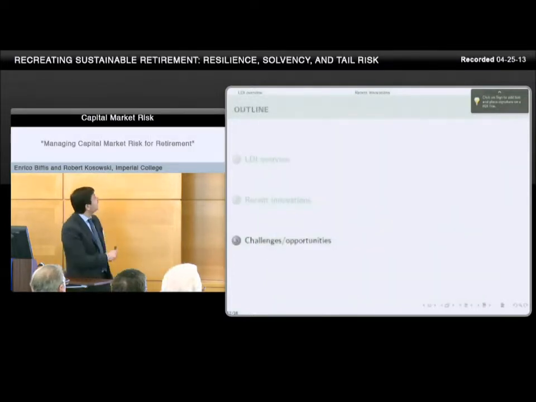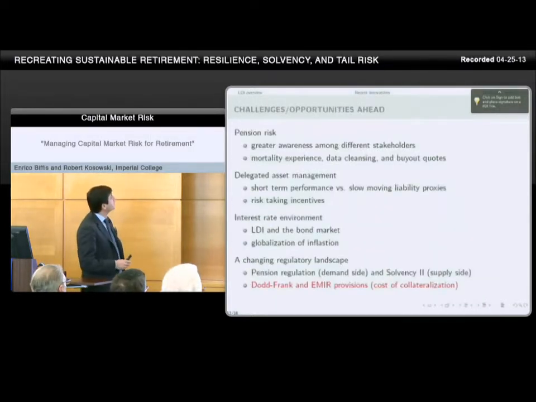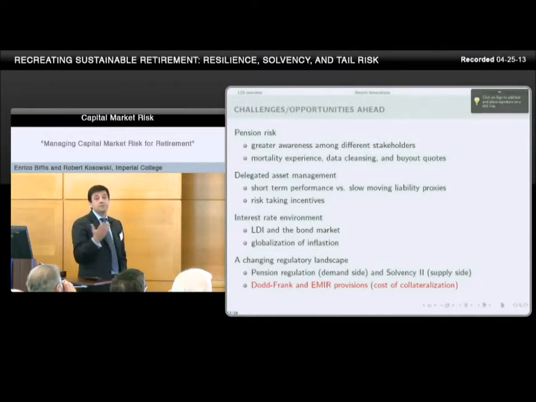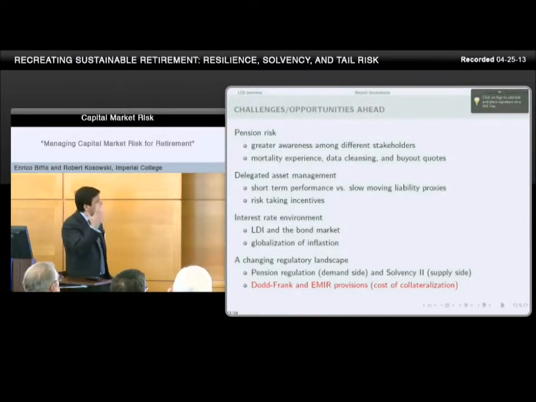Now, to conclude, just a few challenges and opportunities ahead, at least in our experience, that are interesting and not entirely well explored. On pension risk, I think there is greater awareness among sponsor trustees about the importance and relevance of pension risk. There is much more transparency induced by accounting standards, for example, IAS 19 and so on. The biomarker, for example, in some countries like the UK, has been extremely important to signal the cost, the value actually, of pension risk.